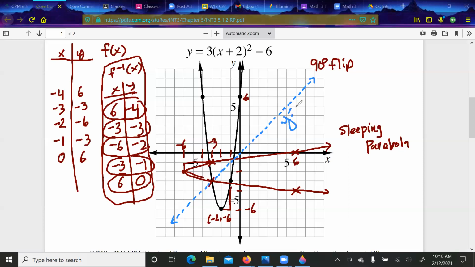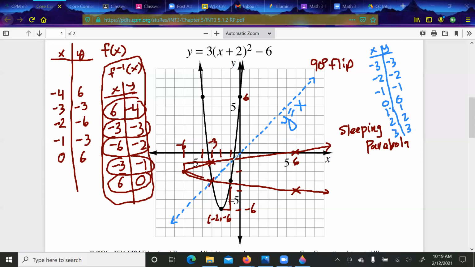Y equals x. So, if we made an XY chart for y equals x, it'd be -3, -3, -2, -2, -1, -1, 0, 0, 1, 1, 2, 2, 3, 3, right? The x's would mirror the y's because they're equal to each other. And this is the 45-degree line, right? It splits the x and y axis in half.